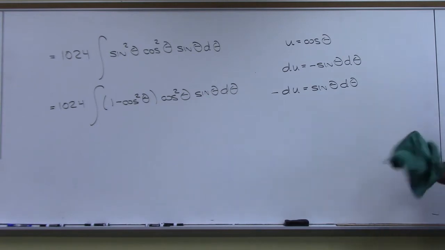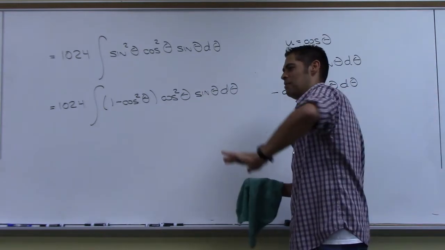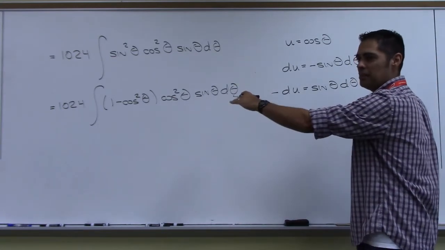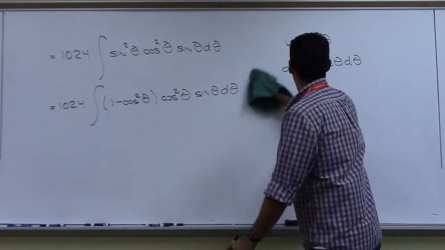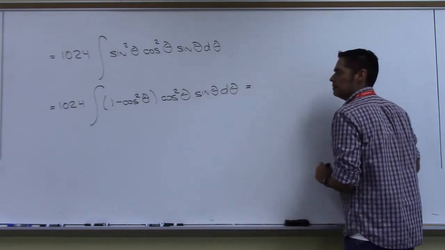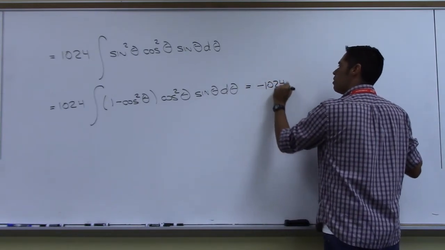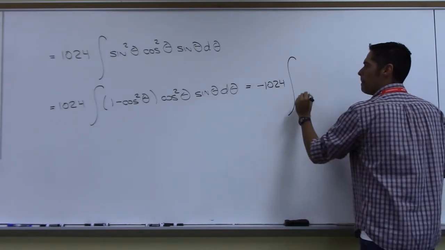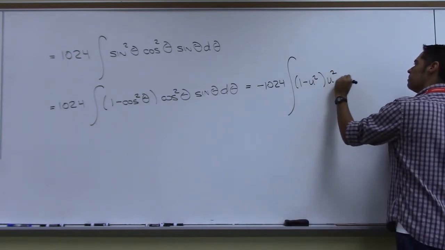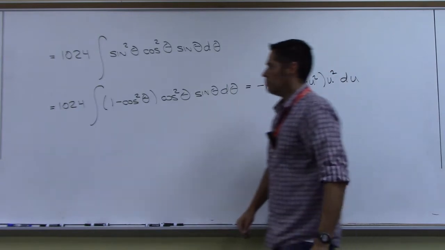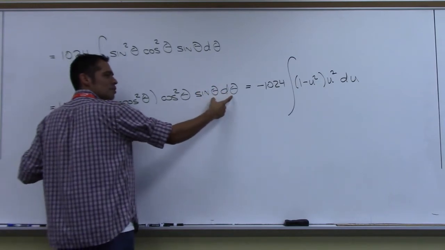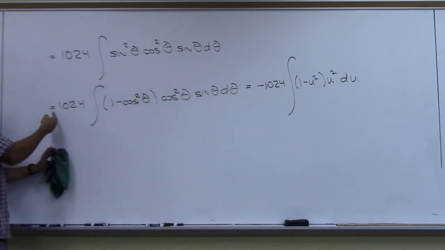All right, so now anything from my happy table here. You ready to rewrite this now? In terms of u, is it ready to go? All right, I'm waiting. Negative 1,024 integral 1 minus u squared u squared du. So 1 minus u squared times u squared, that's du. Actually, that's negative du, which is why the negative came out here.